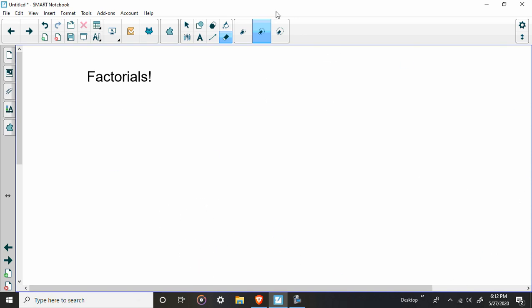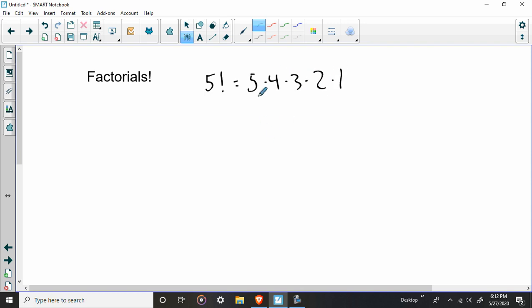So if I said, hey, what is 5 factorial? Well, that means 5 times 4 times 3 times 2 times 1. Well, 5 times 4 is 20. 3 times 2 is 6. And 1, anything times 1 is just itself. So 20 times 6 is going to be 120.